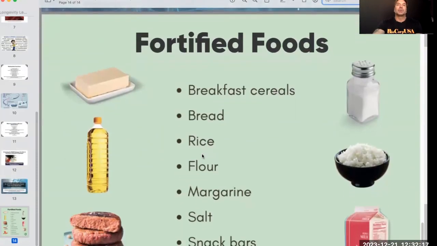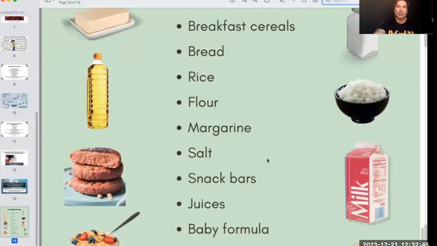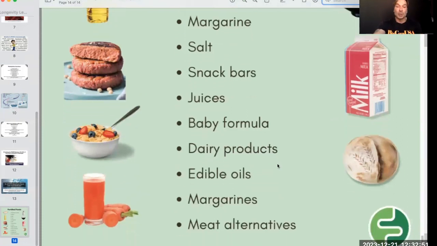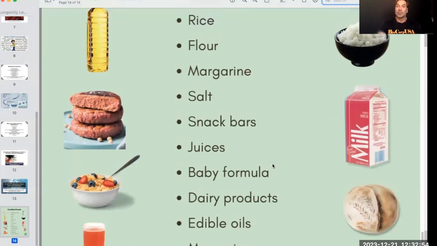And then let's get to the big issue here: fortified foods, or sometimes it says enriched, with vitamins. And that is probably the biggest issue. Remember, about 55% of the world's population have the gene mutation. Now, we cannot consume folic acid. It's poison for us, right? And we eat breakfast cereals, bread, white rice, flour, margarine, salt, snack bars, juices, baby formula, dairy products, edible oils, meat alternatives, and the list goes on and on. And now we get bombarded with folic acid every single day, and we cannot convert it, and it has to build up, and it can cause cancer.